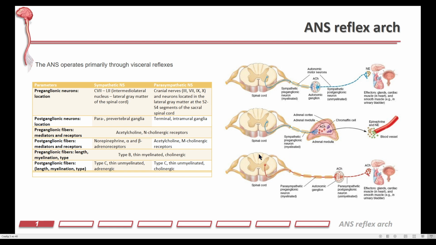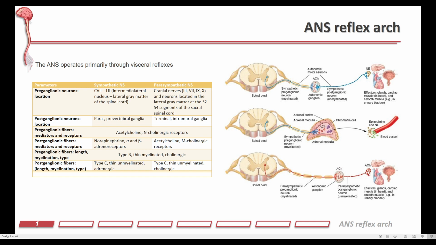Then the next difference is the ganglia where this preganglionic neuron will synapse. In the case of sympathetic, it will be either paravertebral or prevertebral ganglia, while in the case of parasympathetic, it's terminal or intramural ganglia. And as you can see, the length of preganglionic and postganglionic fibers will be different. In sympathetic, you have short preganglionic and rather long postganglionic fibers. In parasympathetic, it's rather long preganglionic and rather short postganglionic fibers.